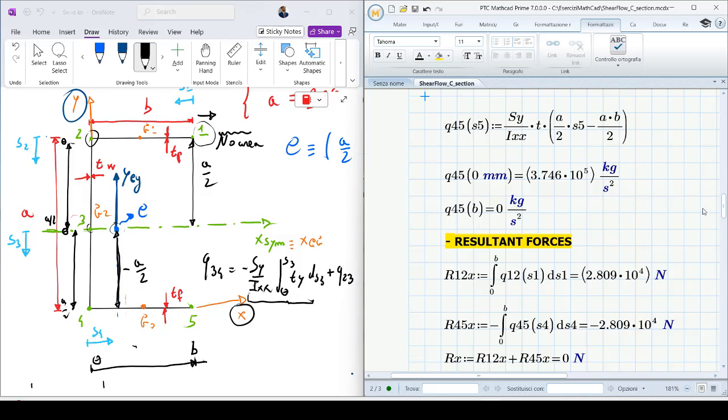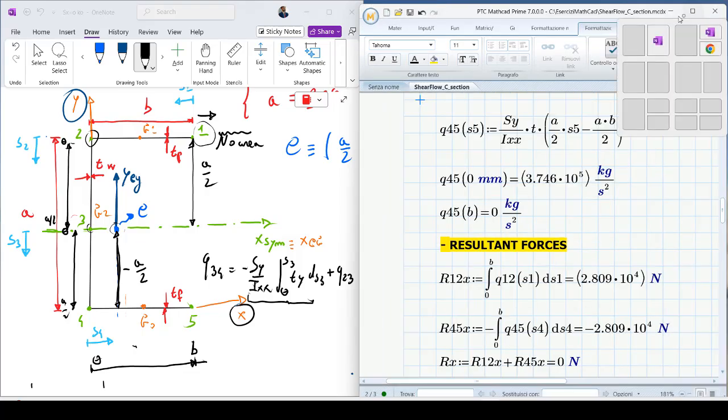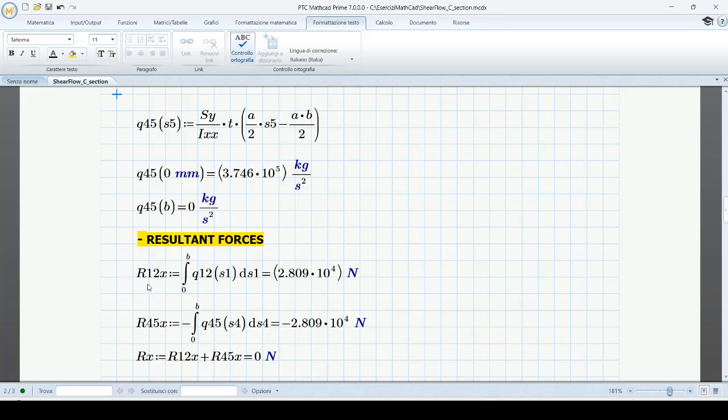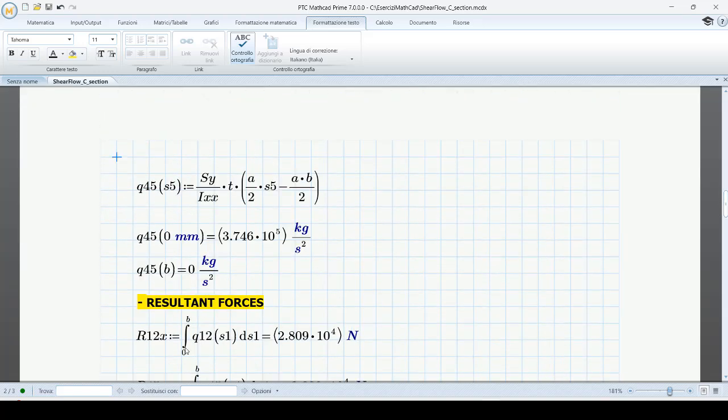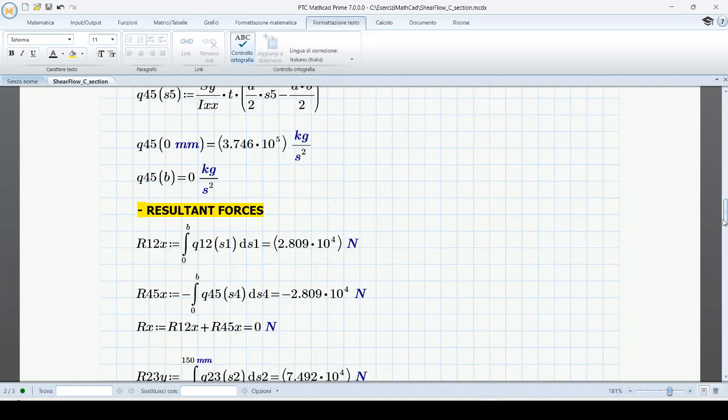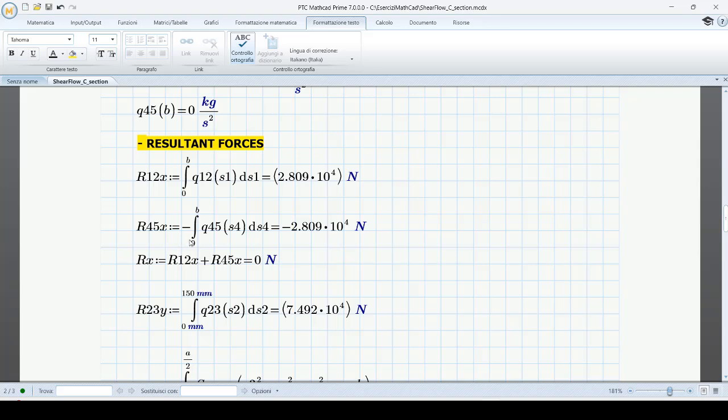Now we can calculate the resultant forces, as you see from MATHCAD. The resultant R12x is the upper flange resultant, and R45x is the lower flange resultant. So we have to integrate the shear flow Q12 as a function of S1 that we obtained before, from 0 to B, the length of S1, and this is equal to a force of 2.8 and so on times 10 to the 4th power Newton. R45x is equal to minus R12x, or minus the integral from 0 to B of the shear flow Q45 as a function of S4.